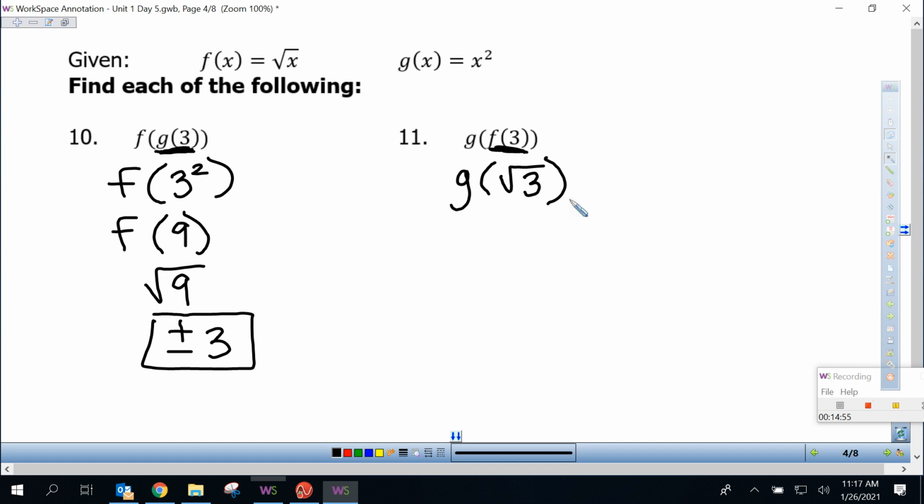Now I need to go to g's equation. And in g's equation, I need to take the square root of 3 and square it. We're taking the square root of 3, and we need to square it. What happens when you square a square root? They cancel because they are inverse functions. So when you square a square root, it cancels the square root. So this would just be 3. Square root of 3 times square root of 3 is square root of 9, and the square root of 9 is 3.